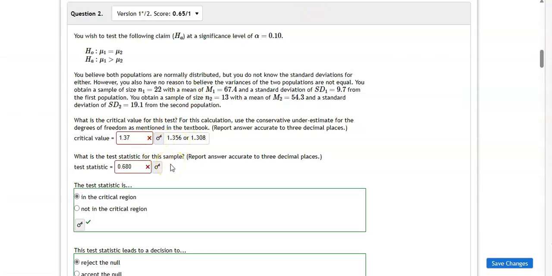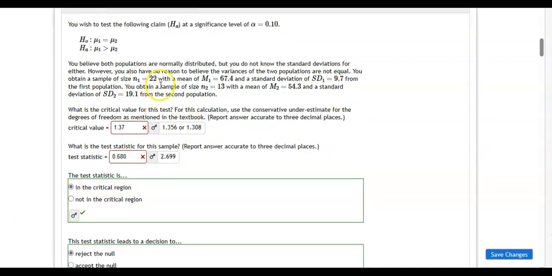All right, now the test statistic. Since these are small samples, we have to be sure that we're using the test statistic for small samples. And I apologize, my dog is growling at the other dog in the background.